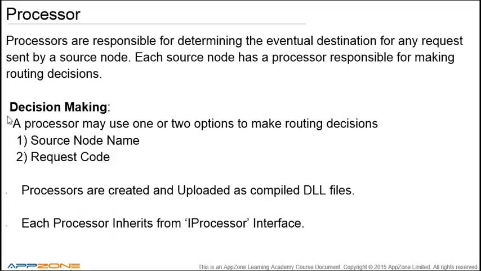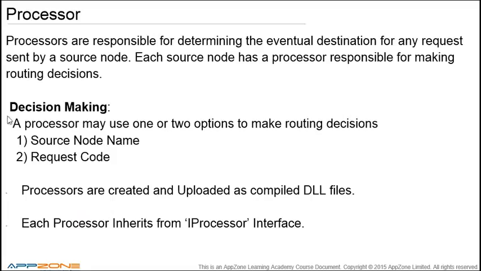So from message broker's end, if there's no processor tied to that source node, or the source node doesn't even exist on message broker, of course it will return an invalid node message. So processors are very key. They are essential for making decisions based on two distinct options.